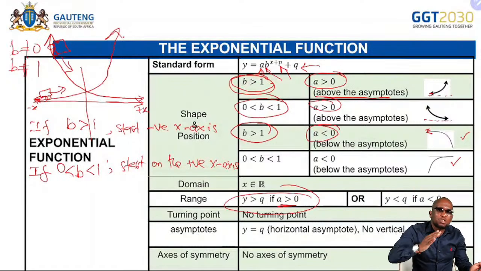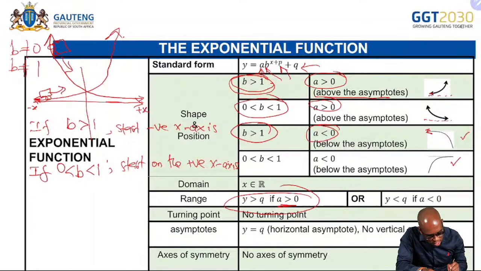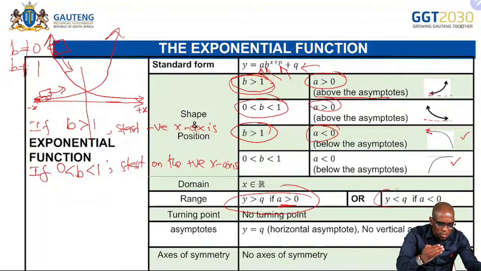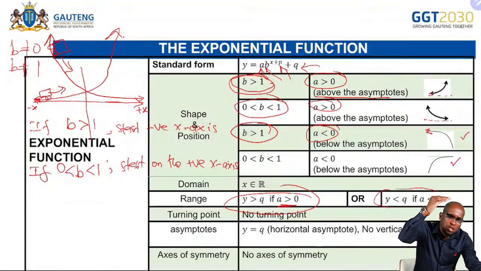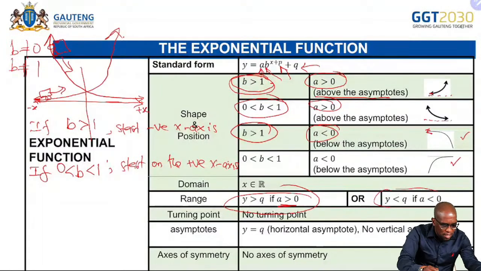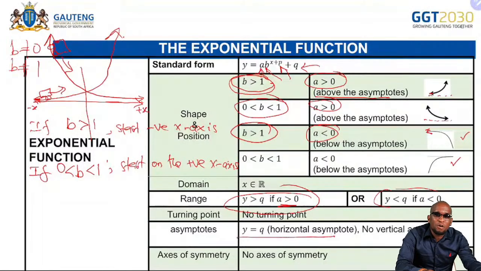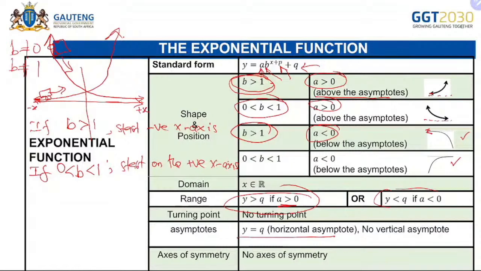That would be the range, because remember, the graph should not touch the asymptote. And also here, if a is negative, if it's below the asymptote, then you're going to say your range, the graph is defined below the asymptote. We only have a horizontal asymptote for an exponential function. There is no vertical asymptote. You only have a horizontal asymptote, and there's also no axis of symmetry for an exponential function.